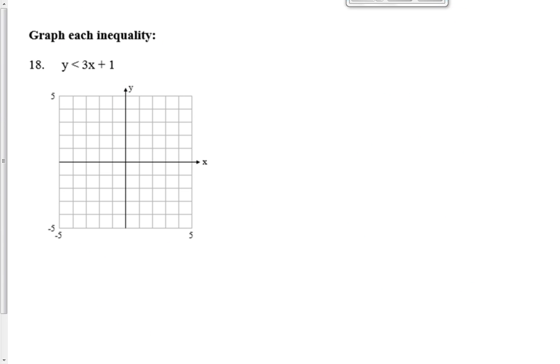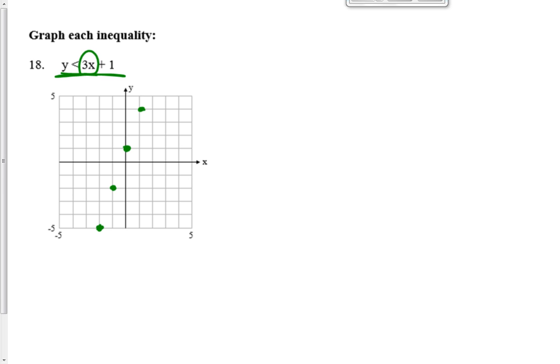We're going to graph each inequality here for question number 18. So my y-intercept, my b is a 1. My slope is 3, so it's a rise of 1, 2, 3, run of 1, which is the same thing as going left 1, down 3. So left 1, down 1, 2, 3 is right there. Left 1, down 1, 2, 3. There's my line right there.